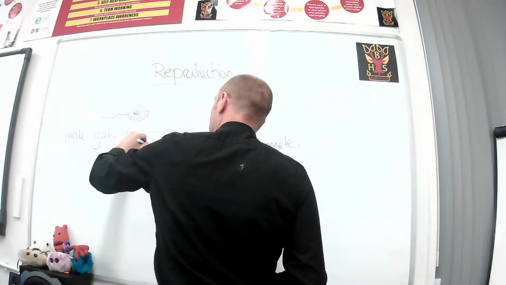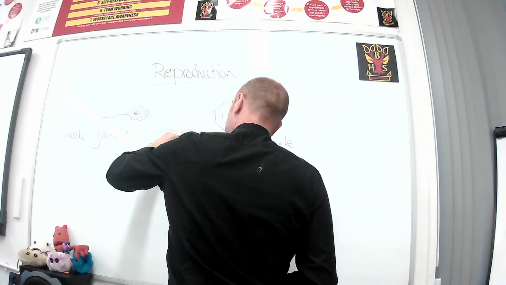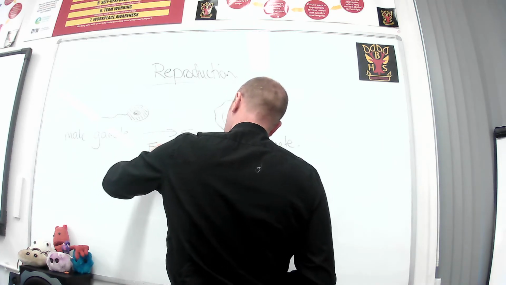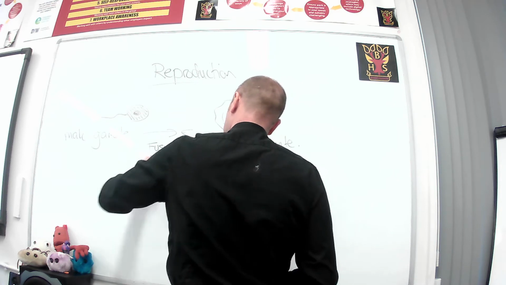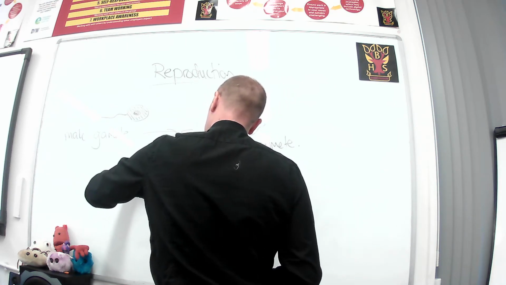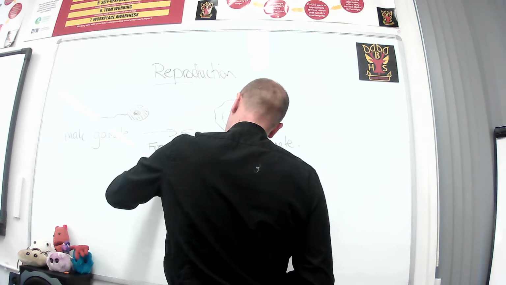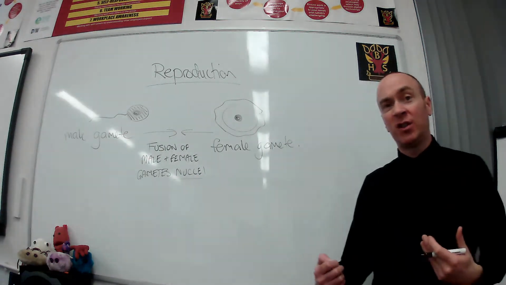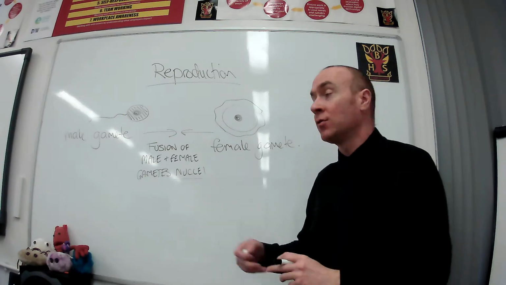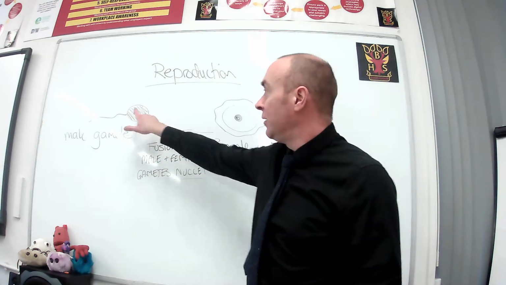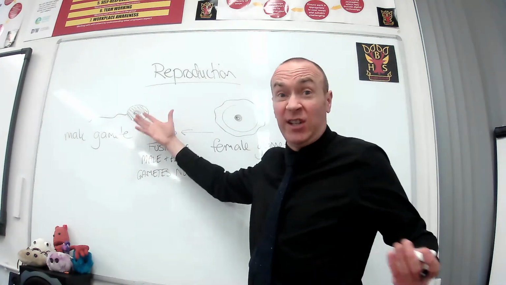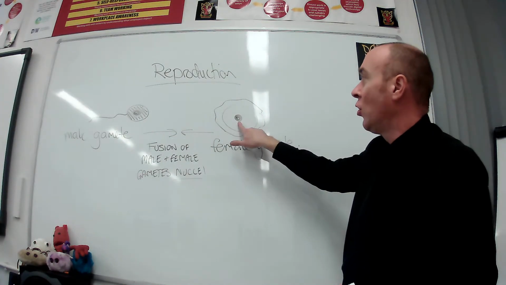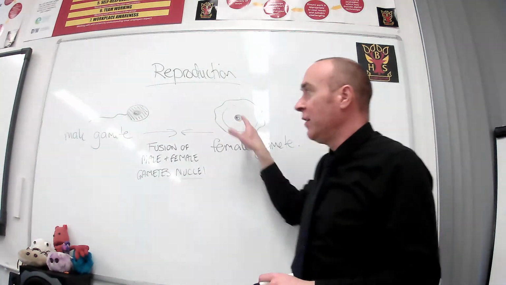So fusion of male and female gametes, nuclei. Now don't let that word nuclei confuse you, it's just the plural of nucleus, right? So we've got the nucleus here in the male gamete, of course it's a cell so it's got a nucleus. The female gamete, sex cell, has also got a nucleus, it's the fusion together of them.